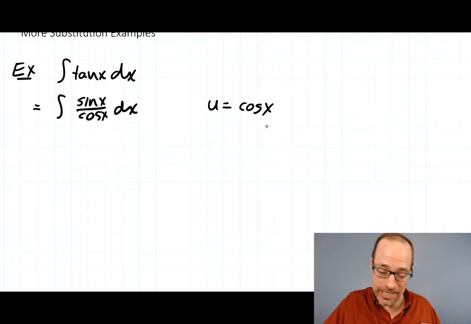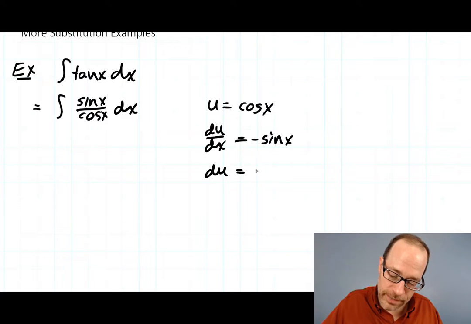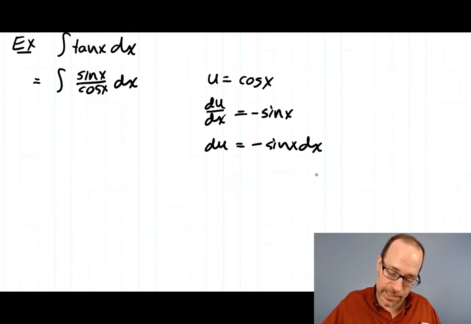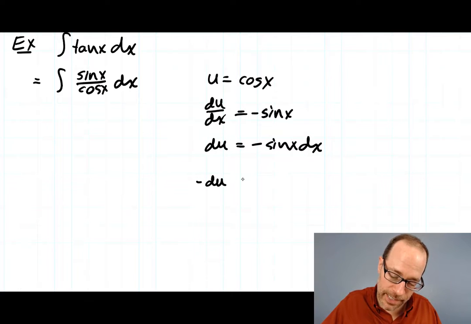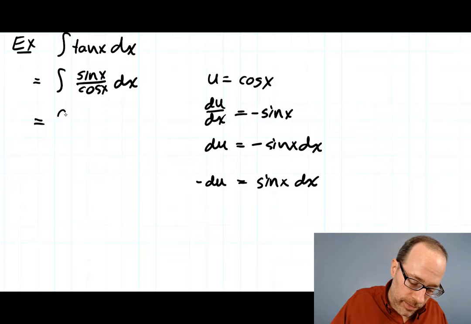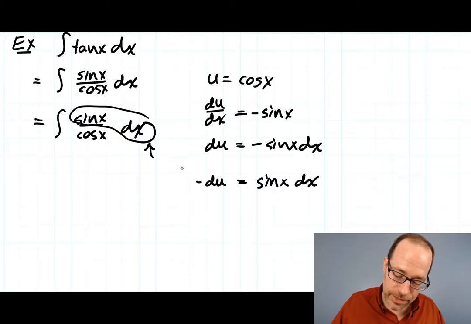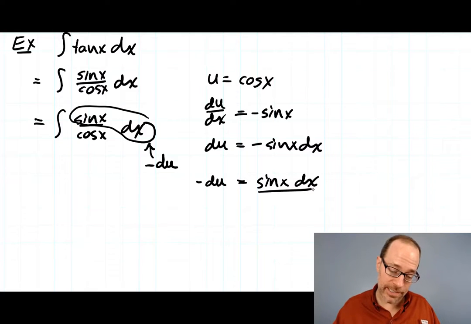u is equal to the cosine. So du dx is minus the sine. So we can solve for du as minus sine x dx. Now we don't see minus sine x, so I'm going to throw the minus on the other side. Minus du is the sine of x dx, and that's what we see here. So let me rewrite it here so I can write on it. So this part here is just going to become minus du, because there's the sine x dx. Sine x dx is minus du.